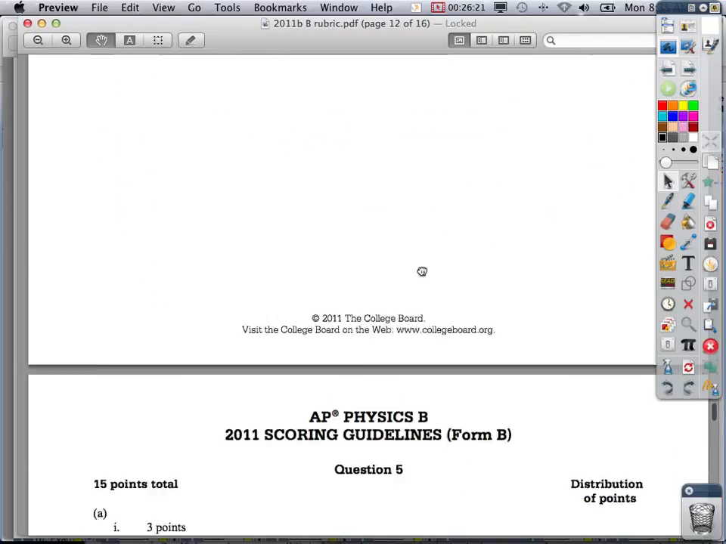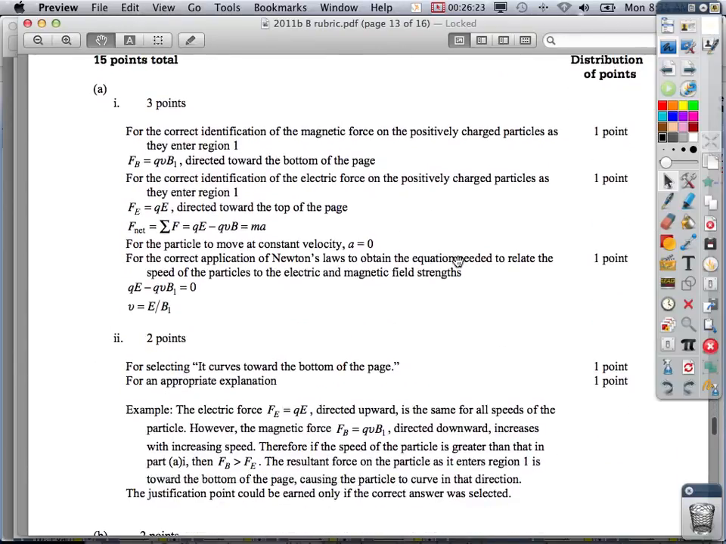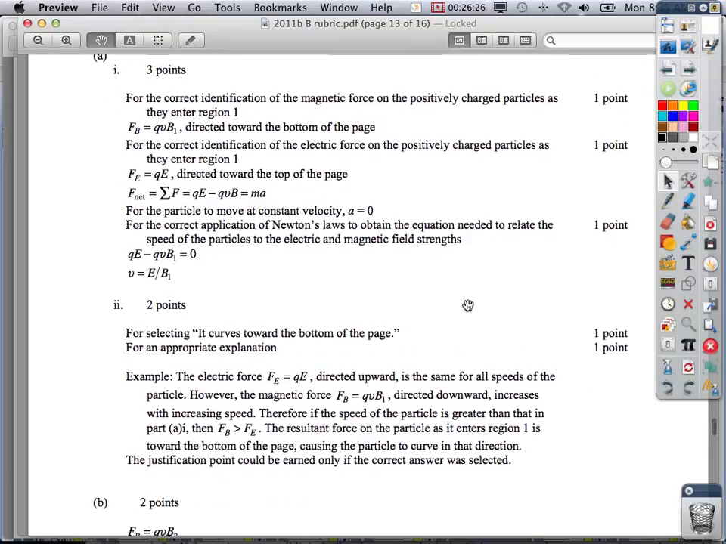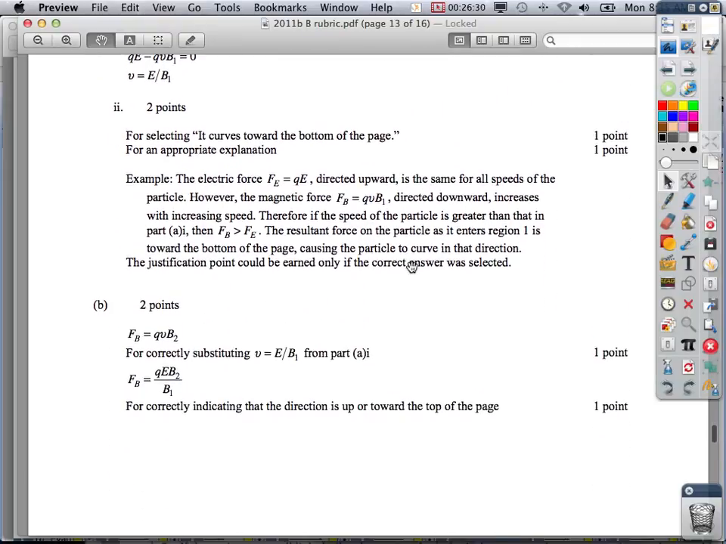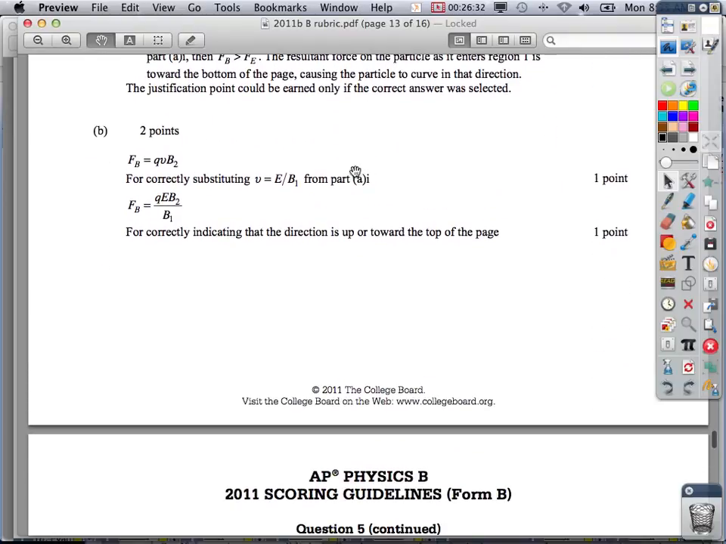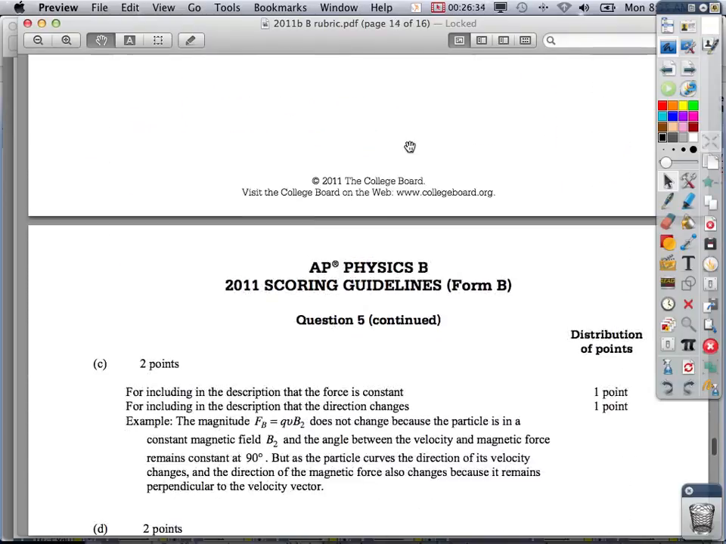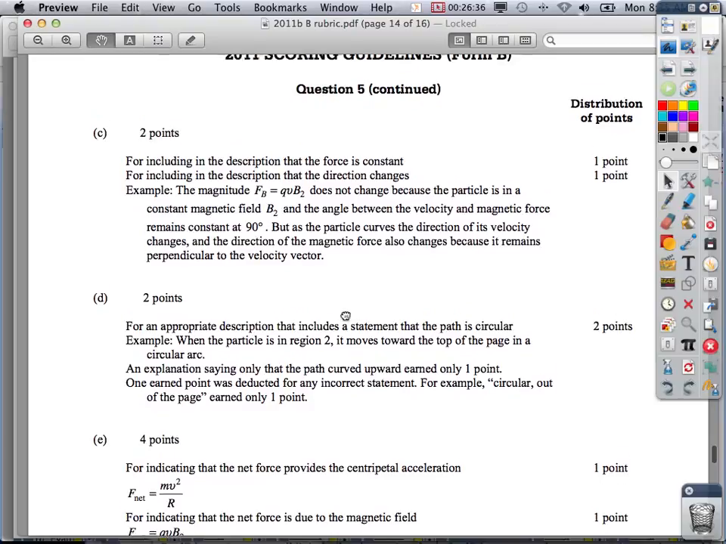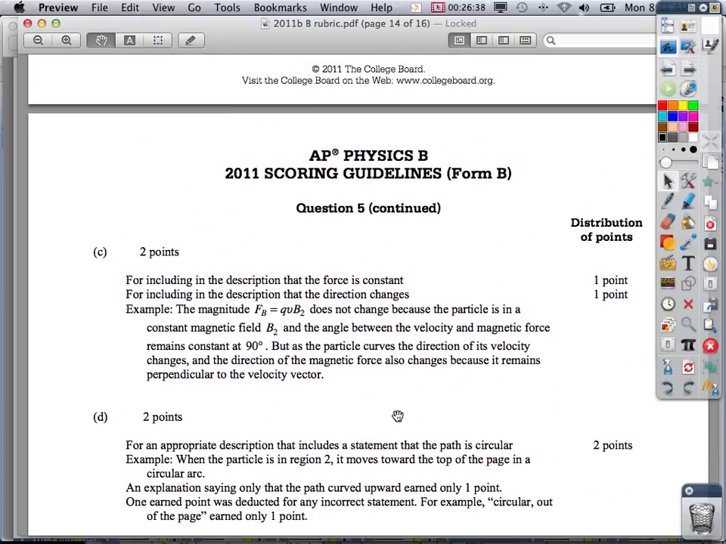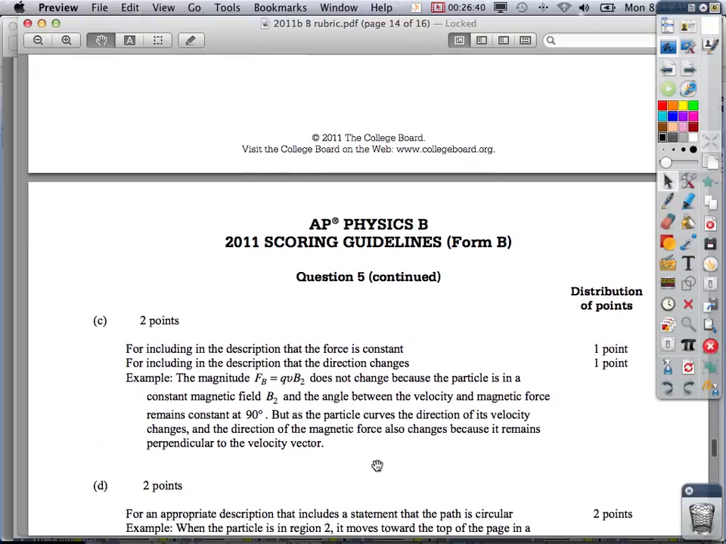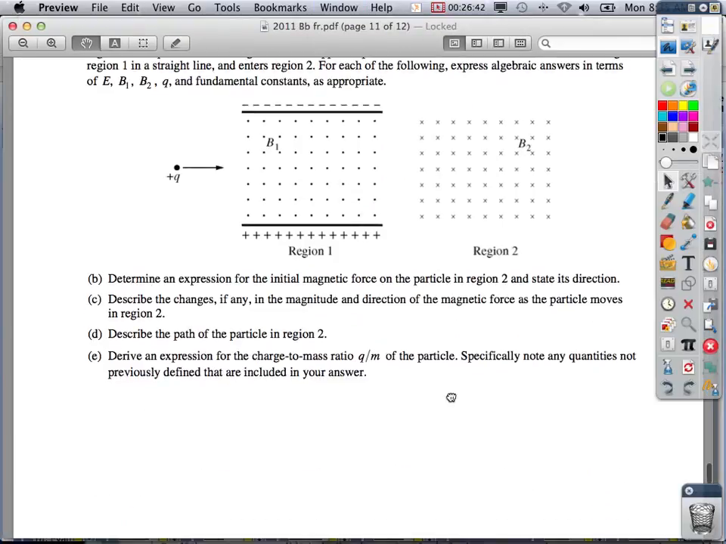Back the car, okay, yeah, that's awesome. There we go, did we get that right? Yeah, there you go, QvB is EQ, that's nice. Bottom of the page, that's nice. Ratio of the magnetic fields, that's nice. Constant direction changes, okay, that's cool. So everything's looking good so far.